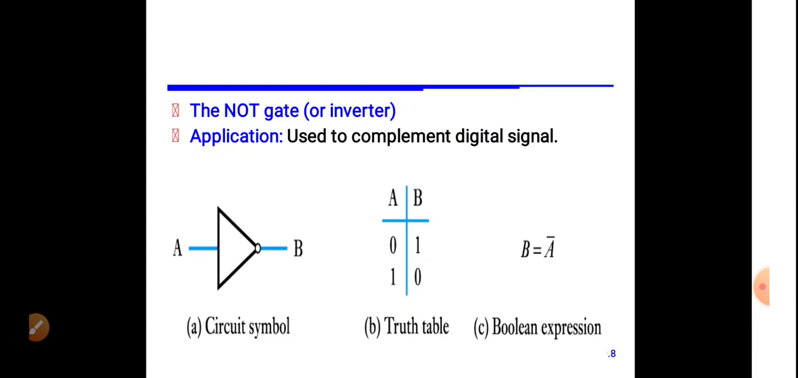If a symbol doesn't have a bubble, it is called a buffer. So the basic difference between a buffer and a NOT gate is that whatever input you are giving, the same will be transferred at the output in case of a buffer.